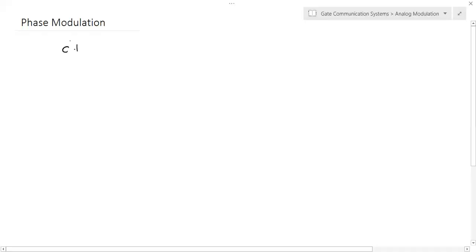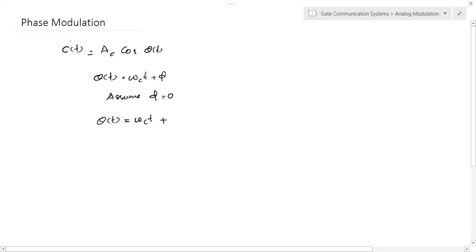We know that the carrier signal c of t is equal to Ac cos theta of t, and this theta of t can be written as omega ct plus phi. And assume that initially the phi, or the phase shift, is 0. So you can write simply theta of t is equal to omega ct. So we need to find the phase modulated waveform. In phase modulation, we will vary the phase of the carrier waveform with respect to the message signal. So this is theta of t, and theta of t is omega ct, and we need to vary the phase of this particular carrier waveform with respect to the message signal. So we can write plus m of t.